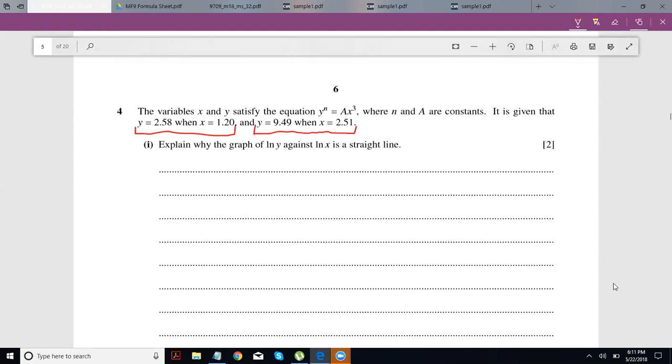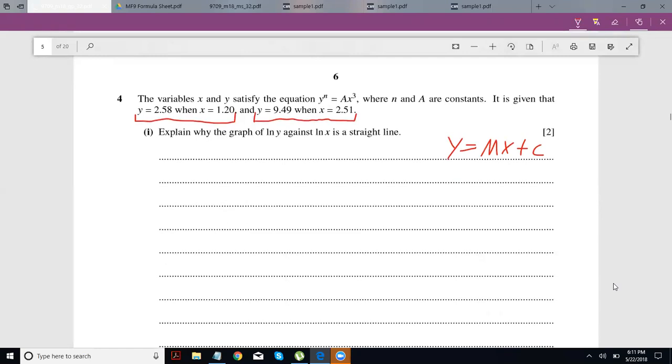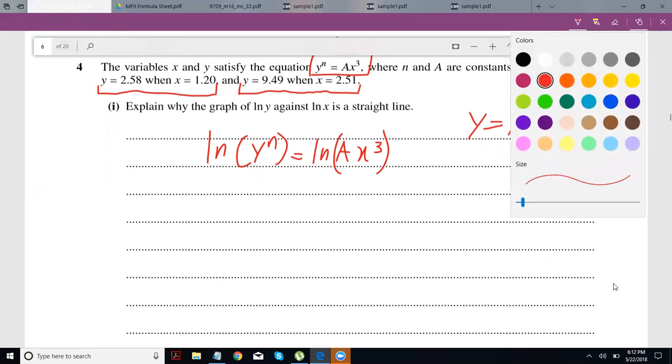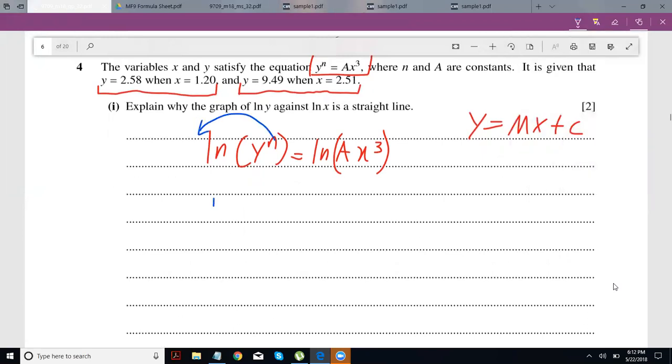Now, when you're trying to show when things are straight lines, very similar to what you used to do in your physics practical, in case you had physics, your physics P5 rather, you just had to show that this follows y is equals to mx plus c, that particular format. So if we make this into ln form, if you apply ln on both sides, so ln y power n is equals to ln ax cube. If I do that, now you should know from the properties of log that n can just come here. So n, excuse the handwriting.